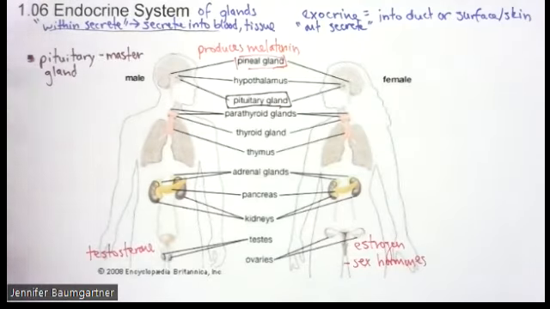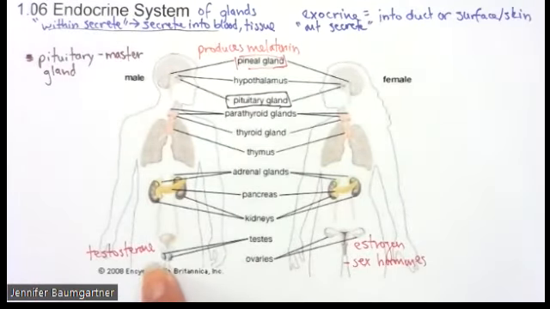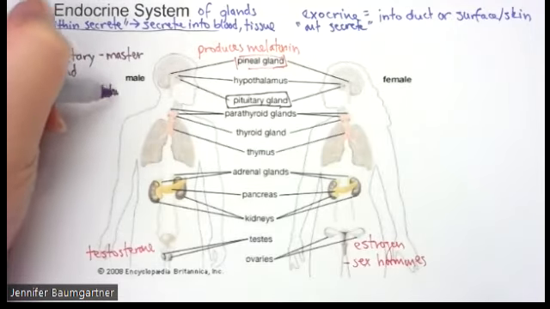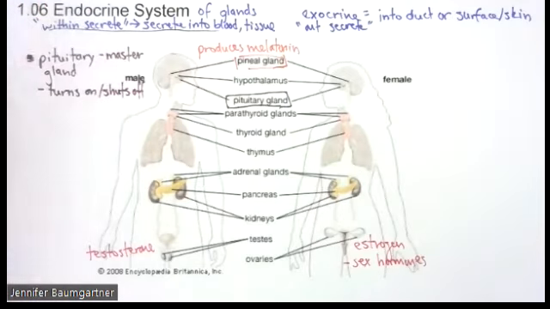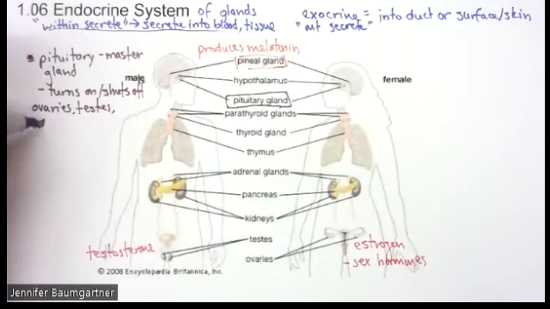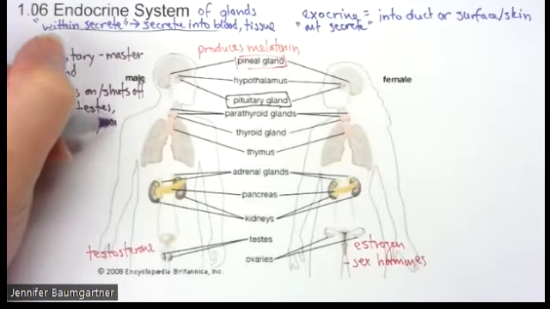Why? Because this is the on-off switch for the thyroid, for the ovaries, for the testes, for these adrenal glands. So this turns on and shuts off the ovaries, testes, adrenal, and the thyroid, just to name a few.